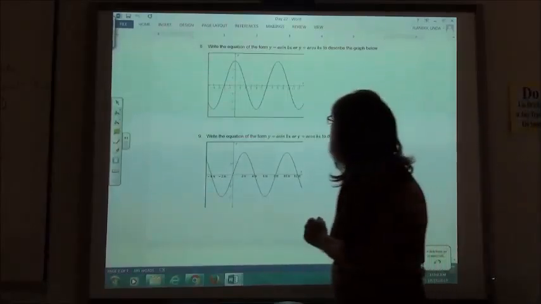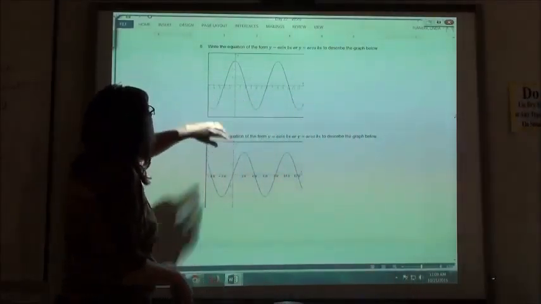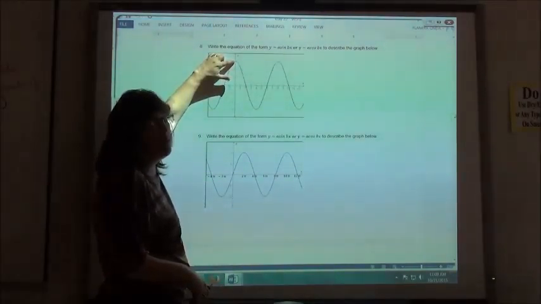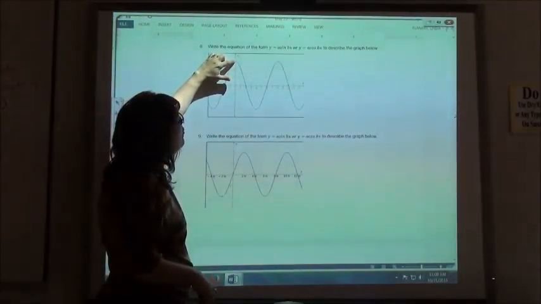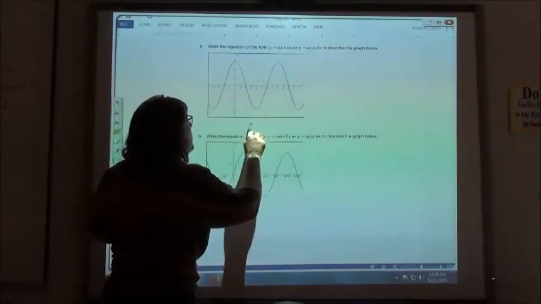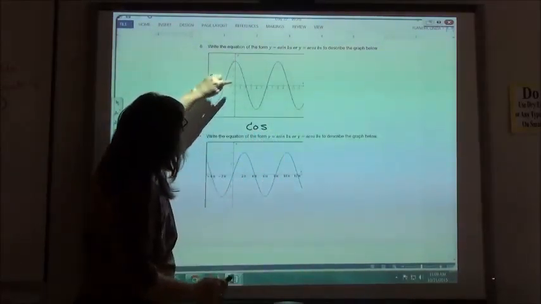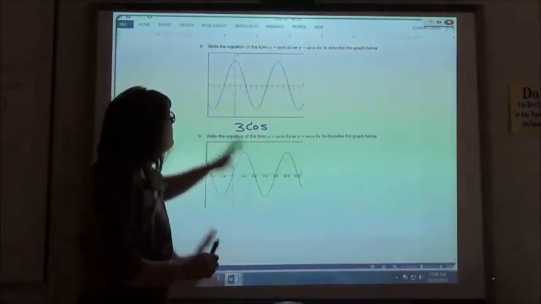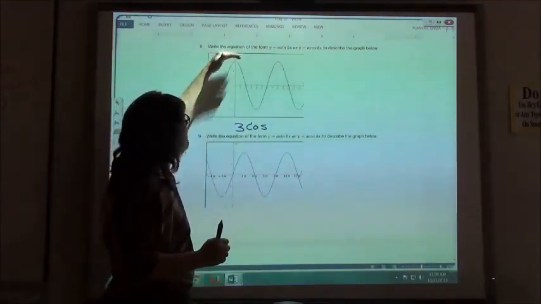Number 8, if I'm looking at that one, again, we don't have any phase shifts left, so I'm seeing that it starts up here at positive 3. So since it starts up here, it's going to be the cosine curve. And so I know I'm going to do the cosine. My amplitude is 3 and it's positive. Amplitudes are always positive, but I go up first.